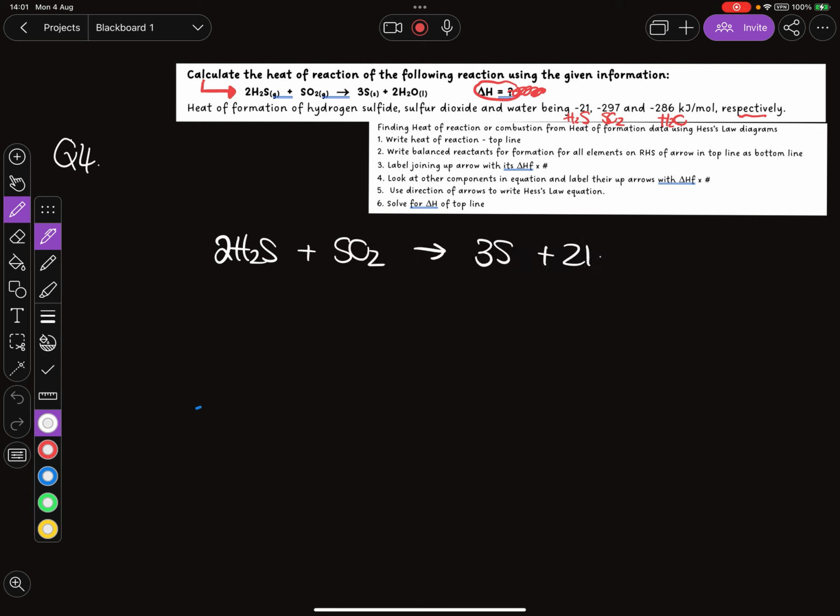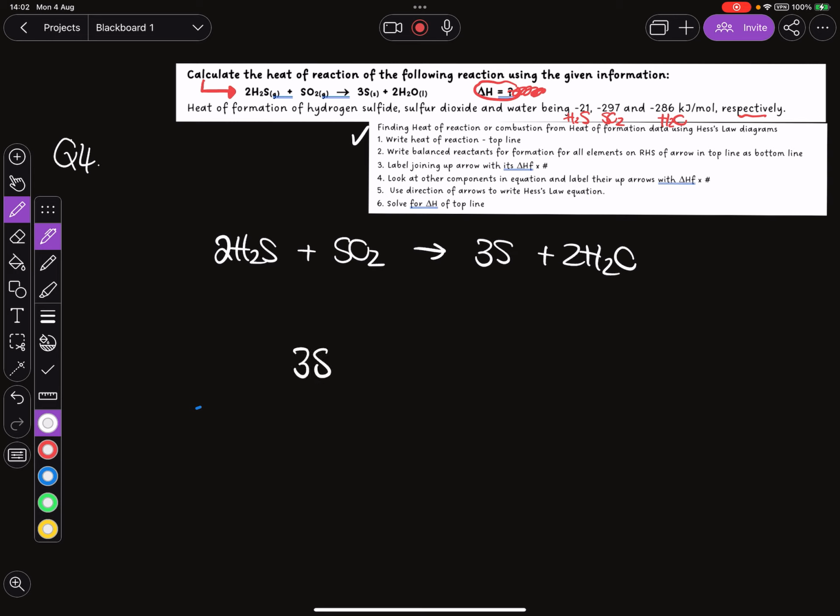We are again using just a method whereby we're going from heats of formation. So the arrows that we're going to be drawing are going to be going up to our top line. So we have written our heat of reaction. We write balanced reactants for formation of all elements. We're going to go with the right hand side of the arrow this time. What do I have to form? We could do it from the left. So heat of formation for this would have to be 3S.